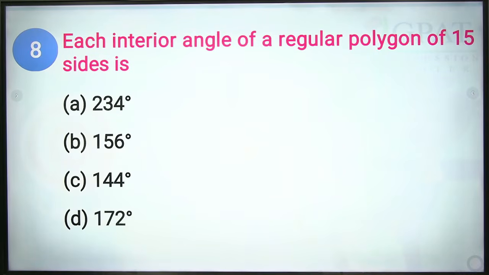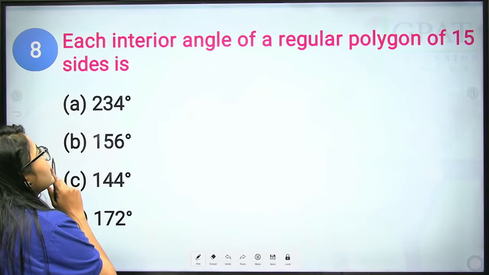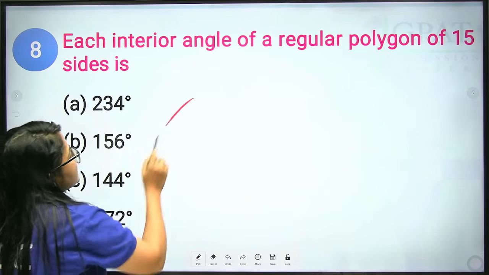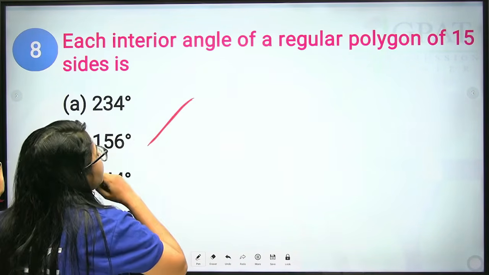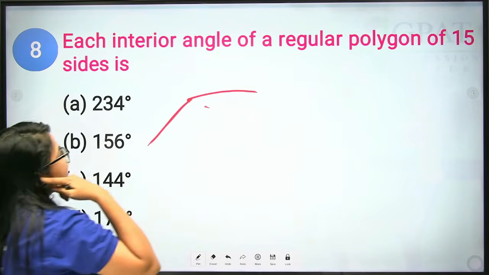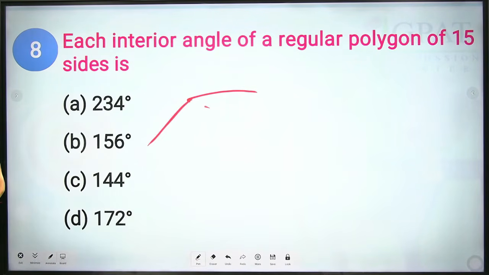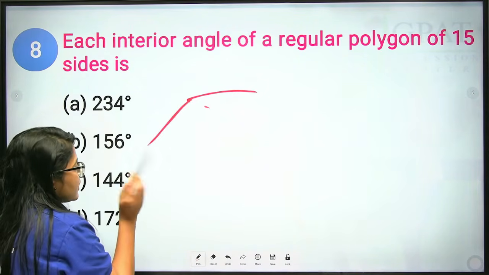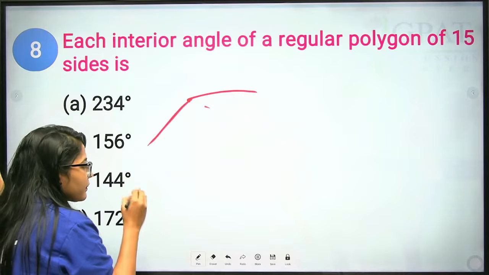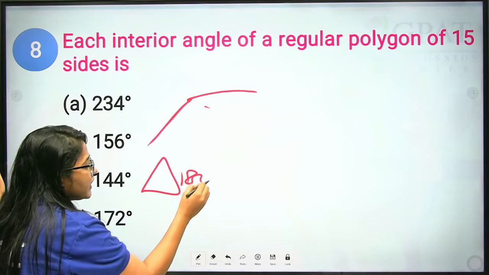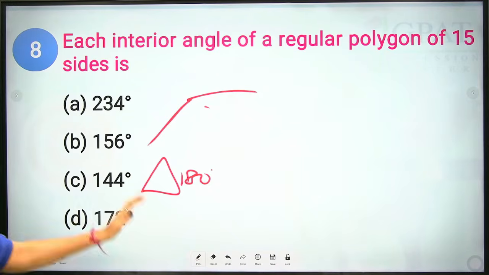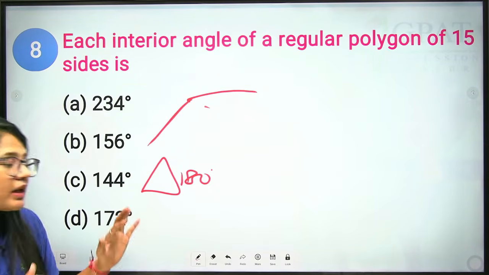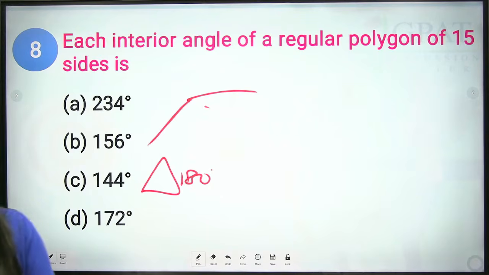Each interior angle of a regular polygon of 15 sides is... Okay, we need to form the polygon of each side. This is one side, this is another side. Likewise we need to find the interior angle of 15 sides. In the case of a triangle, we have 180 degrees. So this is the basic angle, that is 180 degrees. Now we need to find each interior angle.